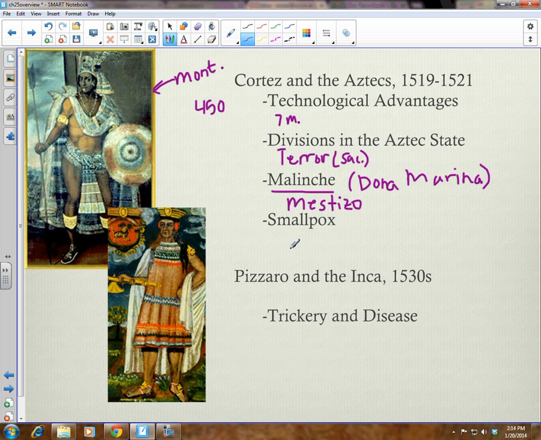In the end, however, the death blow to the Aztec state quite literally was delivered by smallpox. 90% of the people of the Aztec Empire were dying and collapsing from this disease.